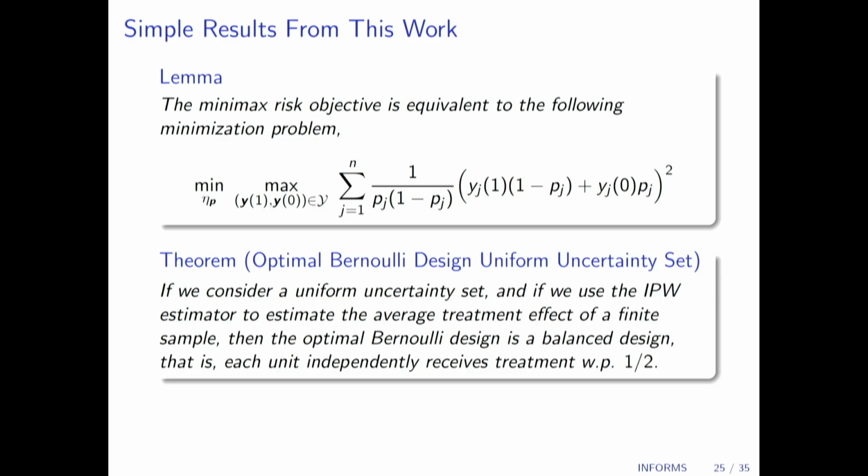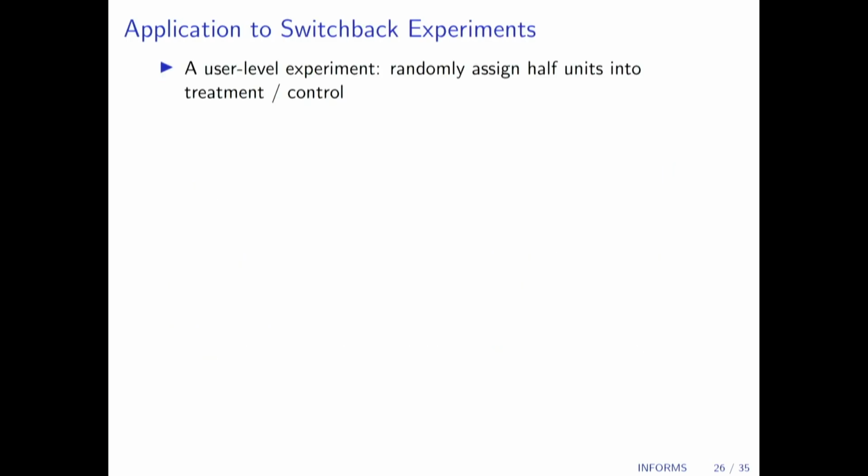And the optimal solution is going to be that the optimal Bernoulli design is going to do 1/2 probability treatment and 1/2 control for every single unit. And that solves this problem. This is a very simple illustration to show that when we're running an experiment, why sometimes we want to do half treatment and half control. So this one is the building block of the third example that I'm going to give on switchback experiments.